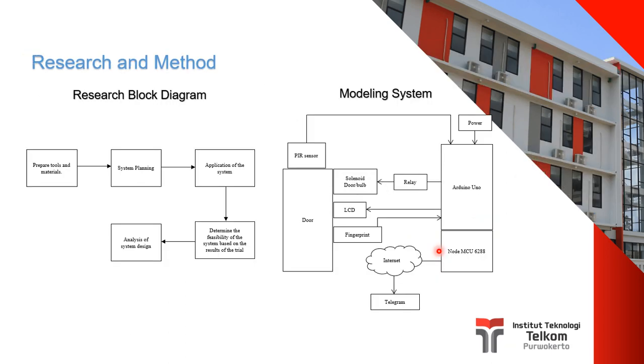Research method. The first diagram explains about the research process. Start from preparing tools and materials, and the second is system planning, and the third is application of the system, and the fourth is determining the feasibility of the system based on the result of the trial, and the last is analysis of the system design.